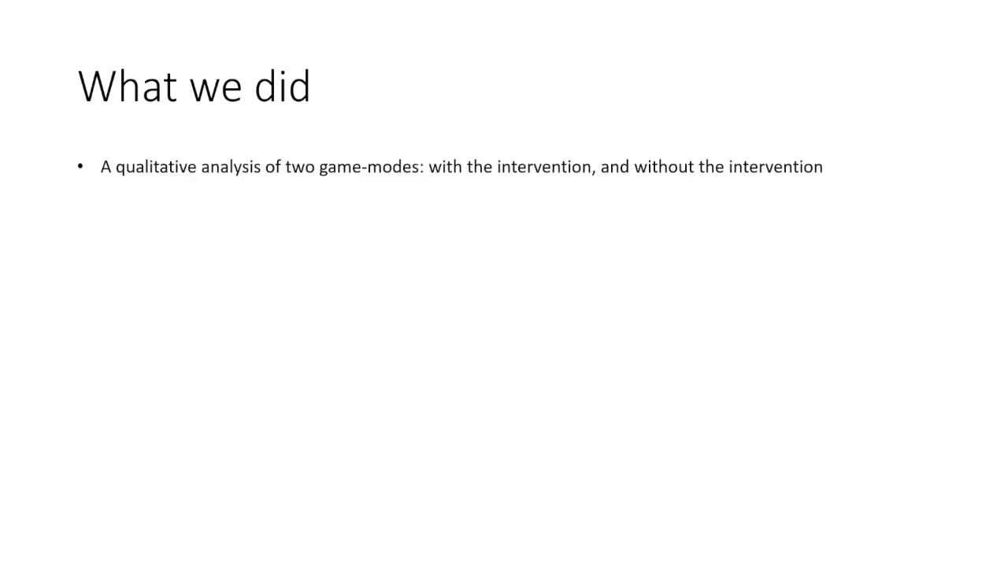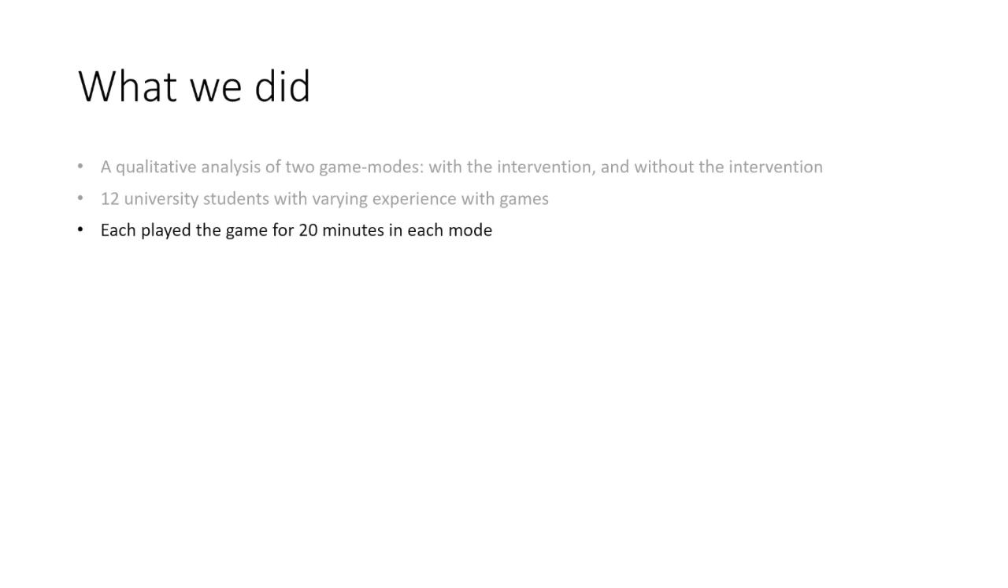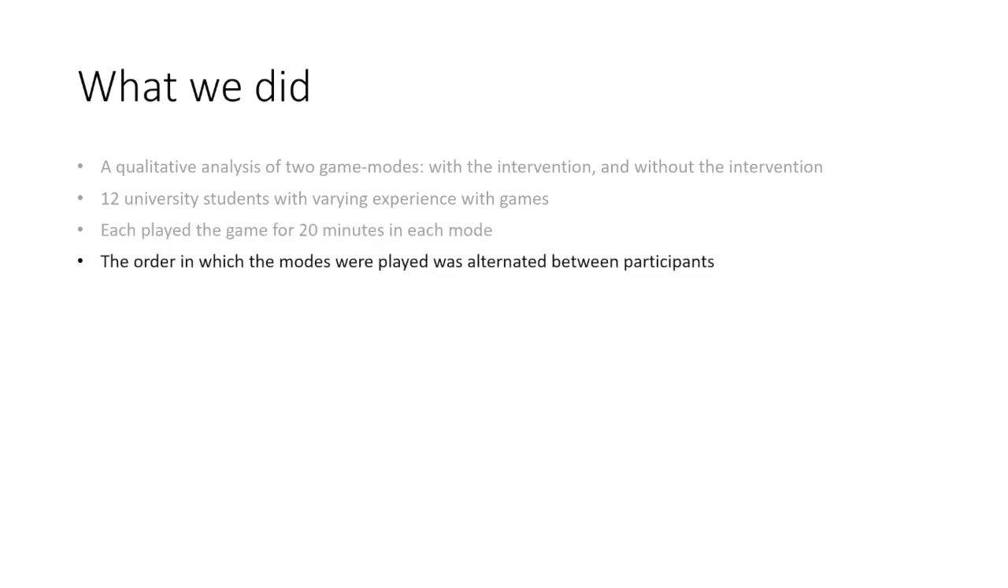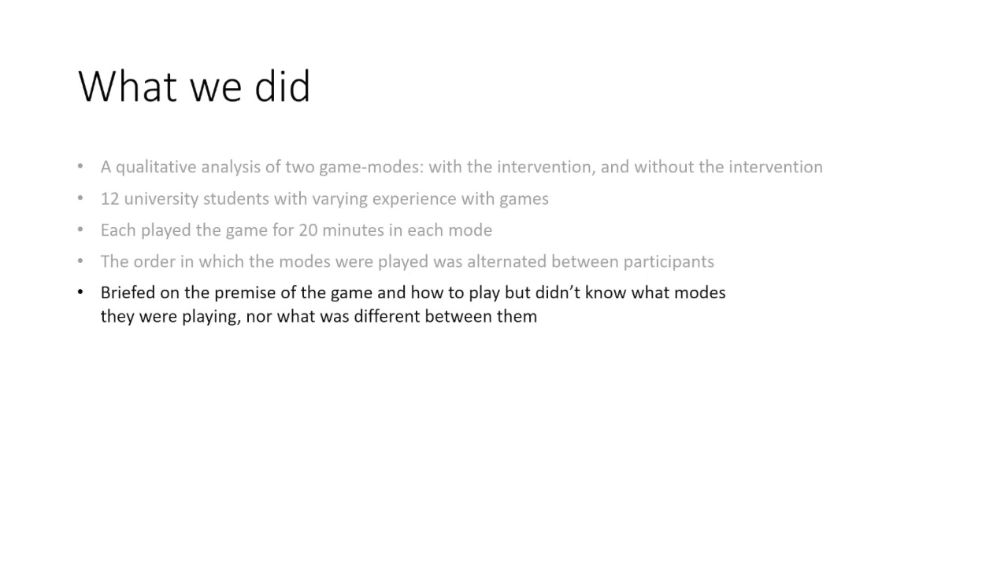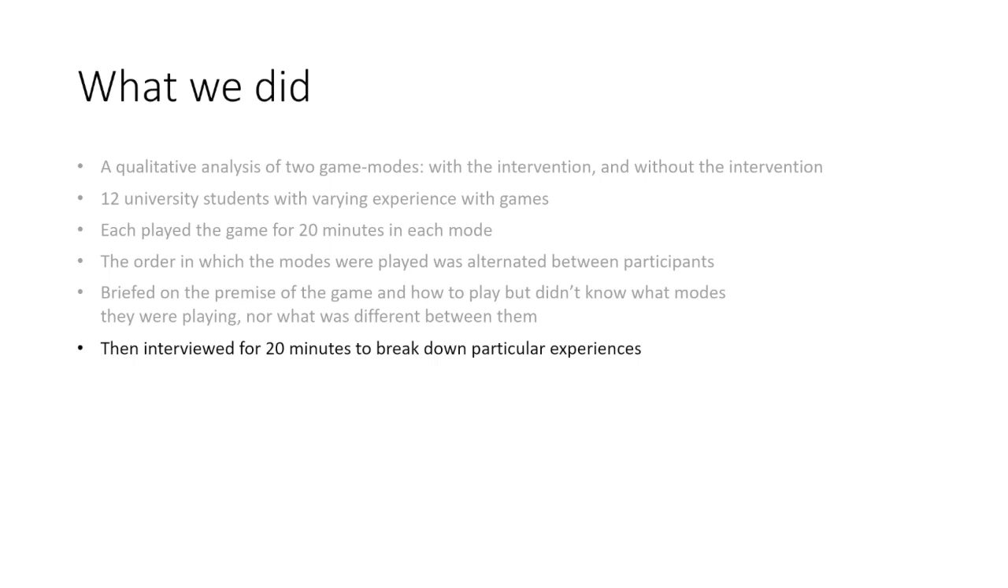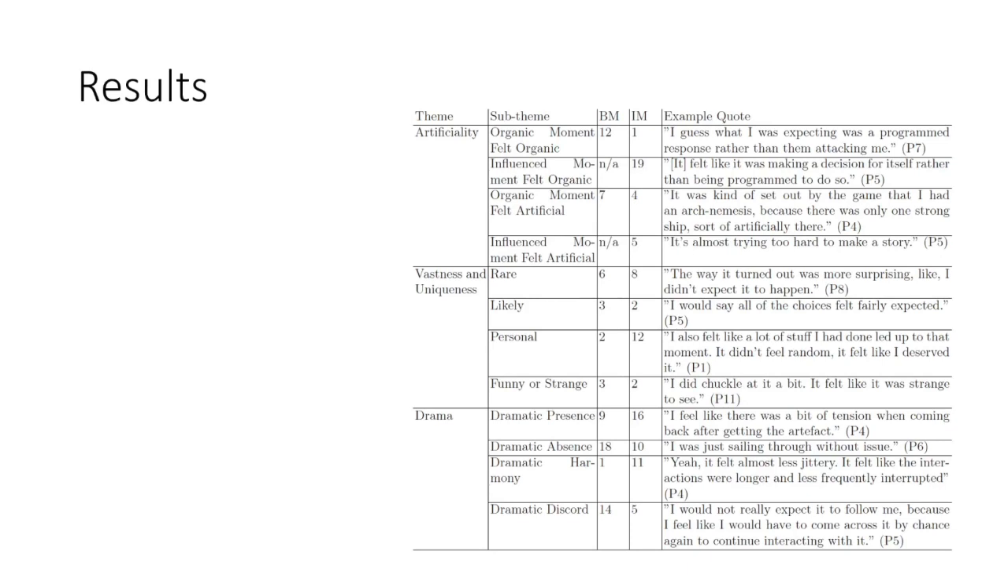To find this out, we did a qualitative analysis of two game modes, one with the intervention, the stage directions, and one without them. This involved 12 university students, each of which played the game for 20 minutes in each mode. The order of the modes was alternated between them, and they were briefed on how to play, but did not know what mode they were playing or what the modes were. They were then interviewed for another 20 minutes to break down the experiences they had in their playthroughs. And here are the results.